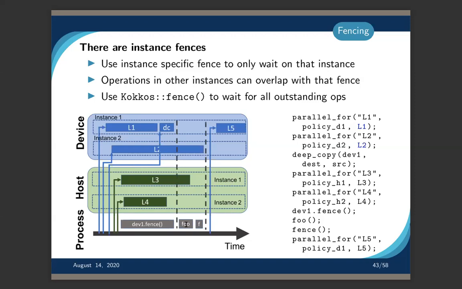But now I need to wait on the deep copy because foo relies on destination, okay? In that case, I don't really want to fence my L3 kernel. I don't want to wait on my L2 kernel. I only want to wait on my deep copy. So what you do is you just call the fence, the non-static one, as this is a non-static member function on that space instance, and that will only wait until all the work in that particular instance is done, right? So L2 can just go through that fence, the same as L3.